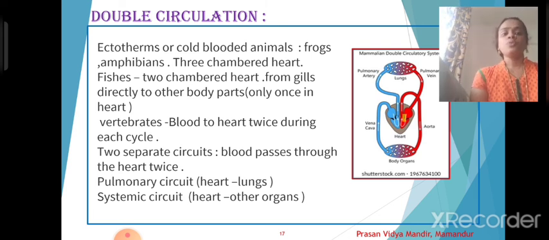But in human beings the heart is 4-chambered, so the deoxygenated blood comes to the heart, goes via the pulmonary artery to the lungs, and comes back via the pulmonary vein. The oxygenated blood returns to the heart, reaches the left auricle and left ventricle, and then from there via the aortic valve it reaches all the cells and tissues.